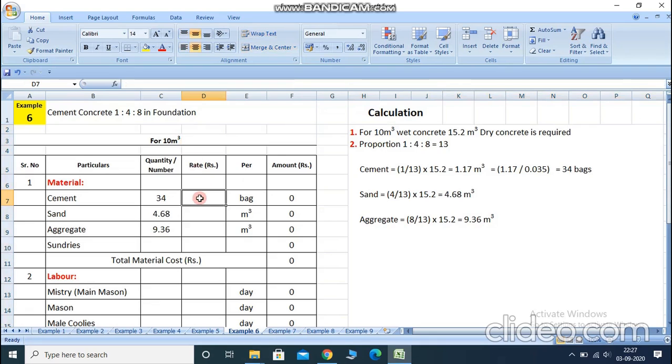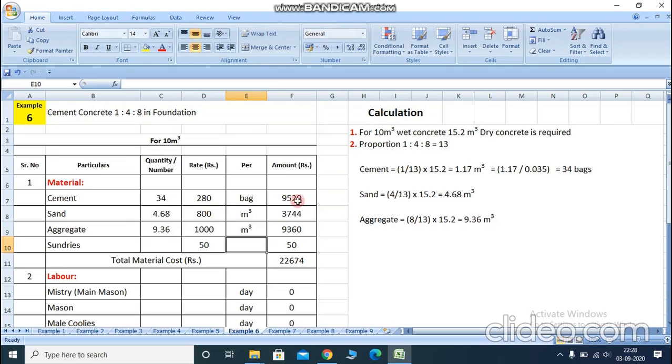So here, as per the rate given in the book, we put the rate. Rate per bag 280 is given. Then sand per meter cube rate is 800 rupees, and aggregate per meter cube rate is 1000 rupees as per the book value. And extra cost sundries is given as 50 rupees.